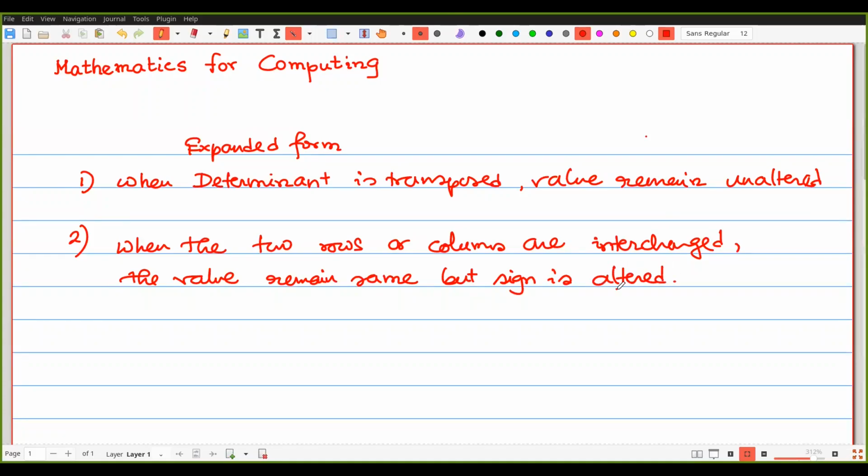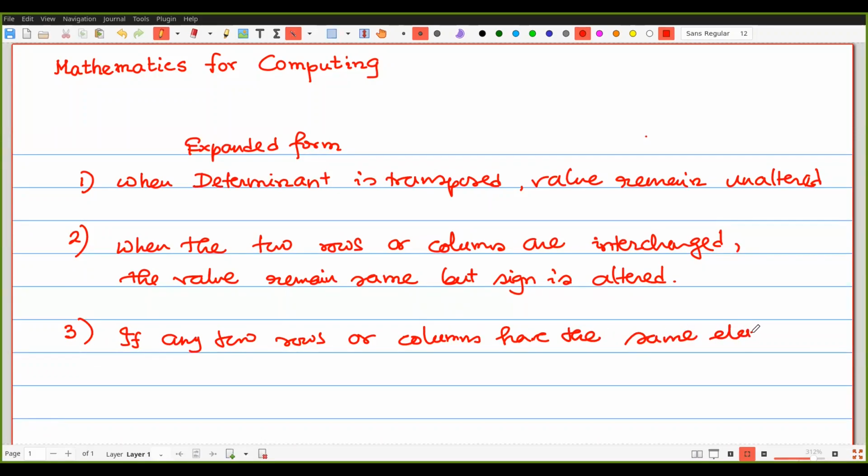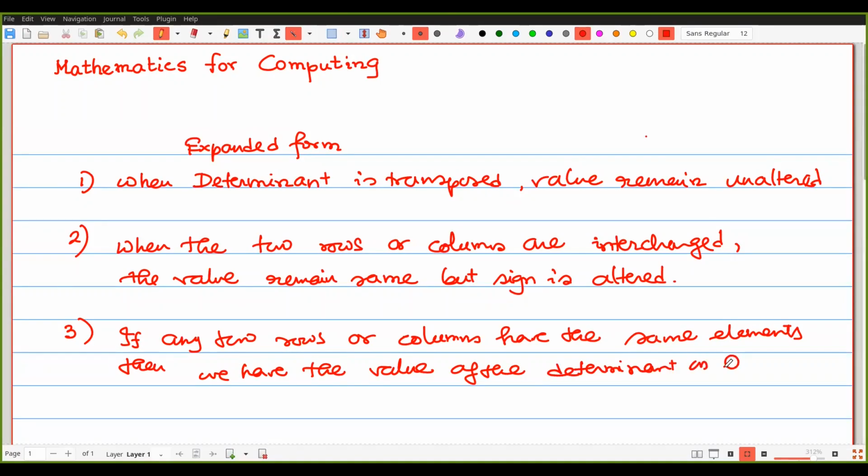The third one was that if any two rows or columns have the same elements, then the value of the determinant is 0. So those are the three properties we have already discussed in the previous class.